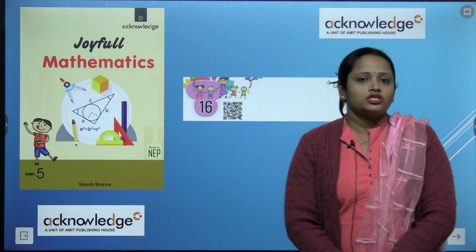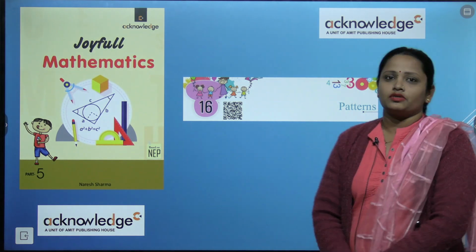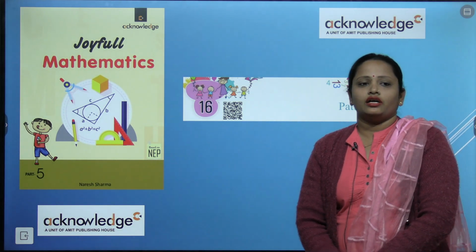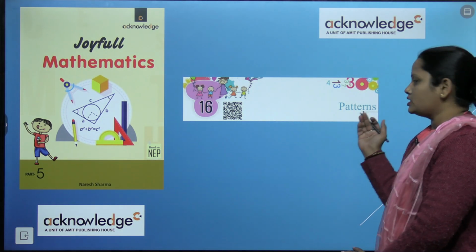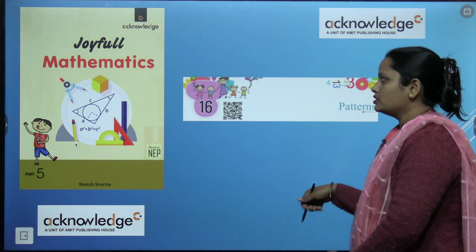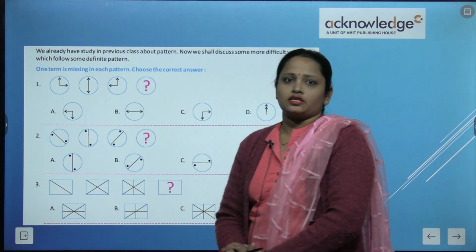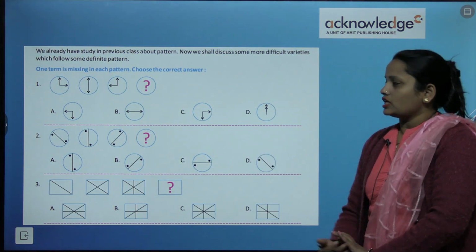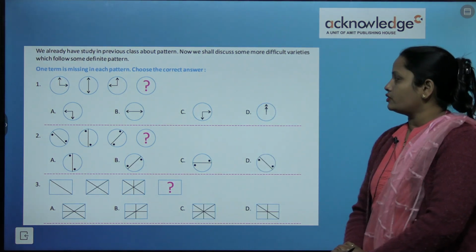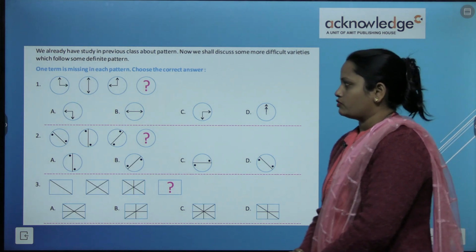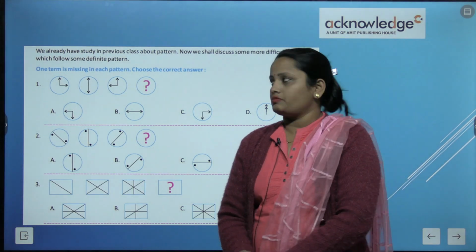So, today we are going to start a new chapter. This is chapter number 16 of your book, and the name of the chapter is Patterns. So, we have already studied in previous classes about patterns. Now we shall discuss some more difficult varieties which follow some definite patterns.